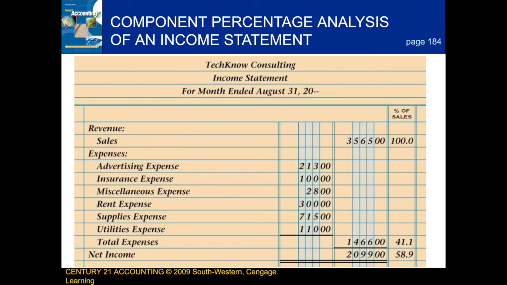The way that we calculate the percentage of sales for total expenses is by taking the total amount of the expenses and dividing it by sales. And then we record the percentage right here. We do the same thing for net income. We take the net income, divide it by total sales, and then record the percentage right here. And these two, when added together, will equal 100%.